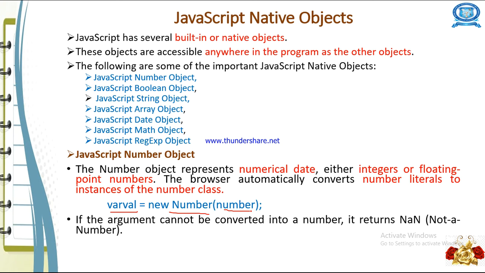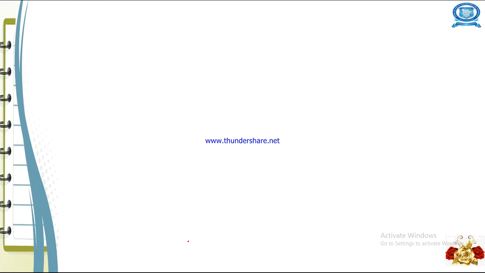If the argument cannot be converted into a number, it returns NaN, not a number. Already I have explained the Number. The browser automatically converts the number literals to an instance of the Number class. Suppose the argument cannot be converted into a number, it returns NaN, that is, not a number.